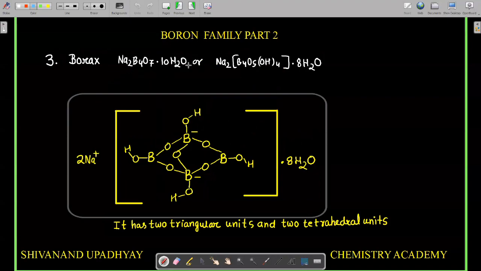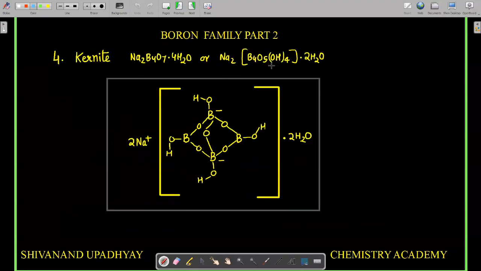So if this formula is given and you don't know the water of crystallization, logically you can say there are 4 boron atoms, so each boron has 1 OH group. So 4 hydrogen atoms will be consumed there, right? So from there you can remove those 4 hydrogen atoms. If you remove them, the water of crystallization will be 8. Here also you can see the same thing.